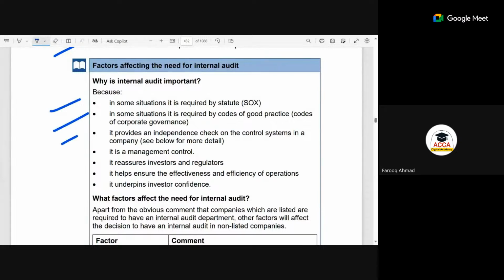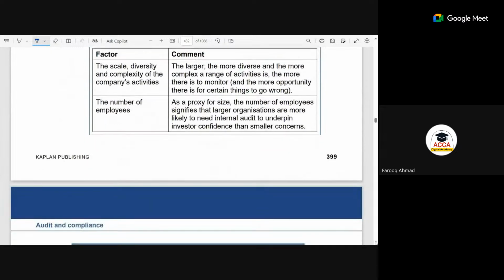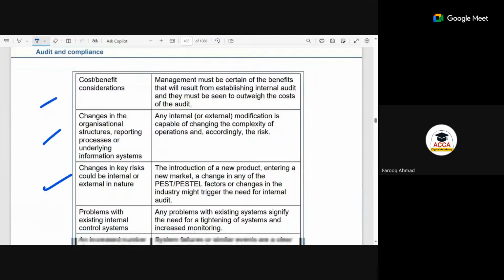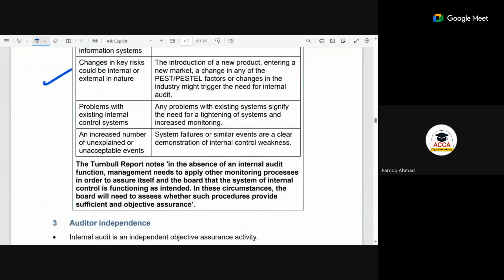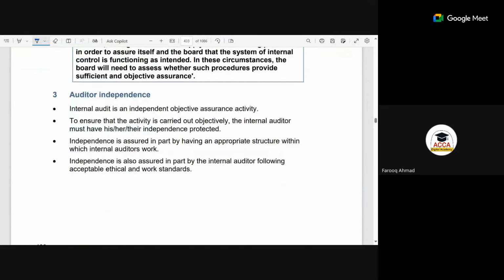Factors affecting the need for internal audit. Again, this is the same thing which we already discussed. You just have a read. Auditor independence. Same, this thing we already discussed in our previous chapters.